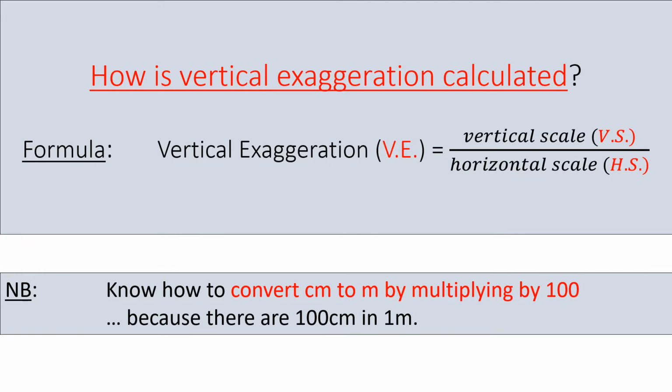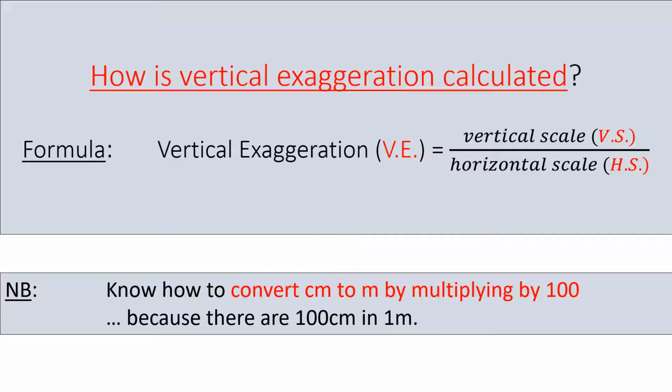The formula for vertical exaggeration is given as vertical scale divided by the horizontal scale, remembering that vertical exaggeration is interested in the relationship between the vertical scale and the horizontal scale, bearing in mind that when we change and adapt the vertical scale, we actually exaggerate what the landscape looks like. So for vertical exaggeration, you are interested in how many times the vertical scale has been exaggerated over and above the horizontal scale or the actual scale of the map.